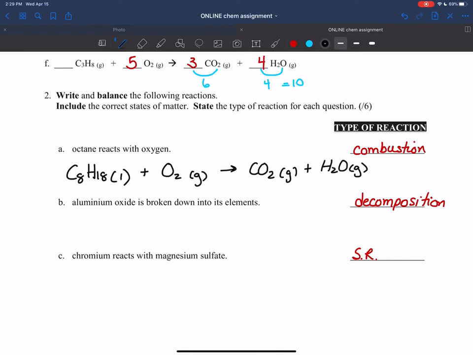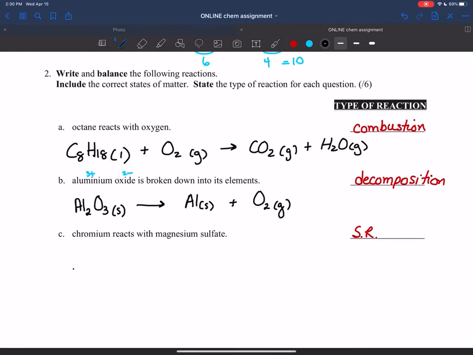Okay. And then I have aluminium oxide. So aluminium is 3+, oxygen is 2-. So I have Al2O3, solid, which is going to break up into its elements, which are aluminium and oxygen. Oxygen, remember that when it's written by itself, it's diatomic. So I'm going to write down O2 gas.